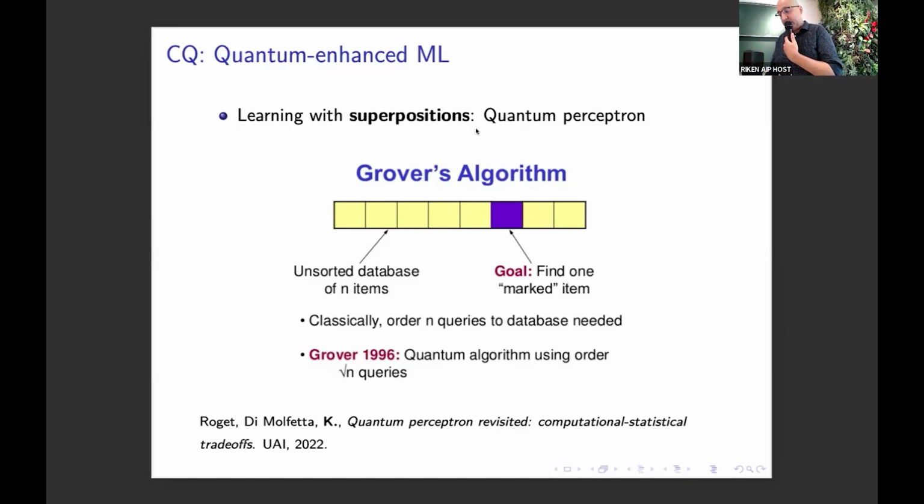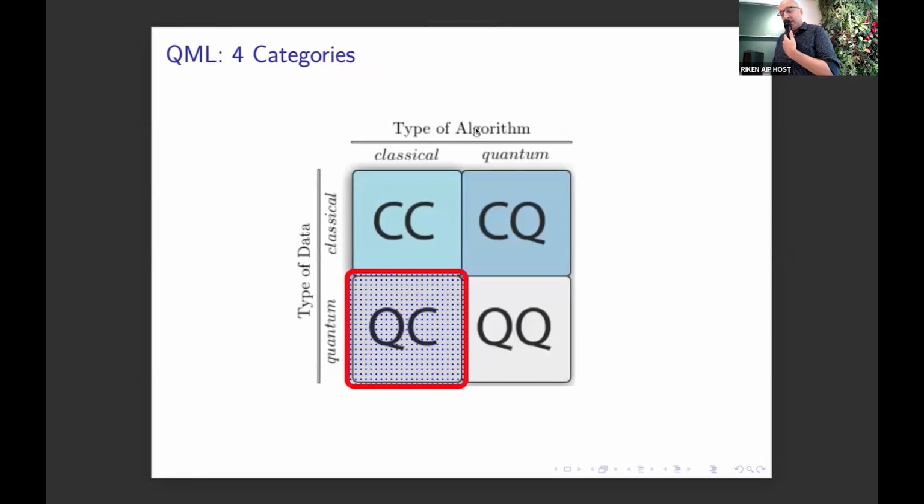The second category of research is QC, and in this case we have quantum data and classical algorithm. There are many problems in quantum information and quantum computing, and here the question is to see if we can address these problems using machine learning algorithms, already known machine learning algorithms.